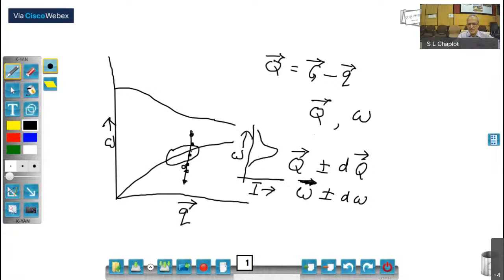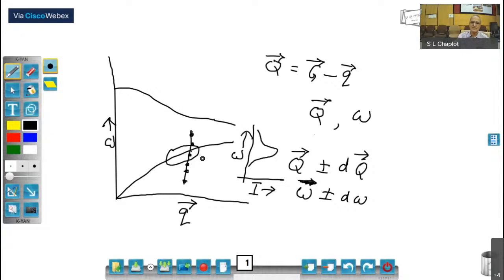At every point you take the resolution ellipsoid, and the convolution of the resolution ellipsoid and the phonon dispersion surface will give you the intensity. If there is no overlap, no intensity. If there is an overlap between the dispersion surface and the resolution ellipsoid, then you get an intensity.